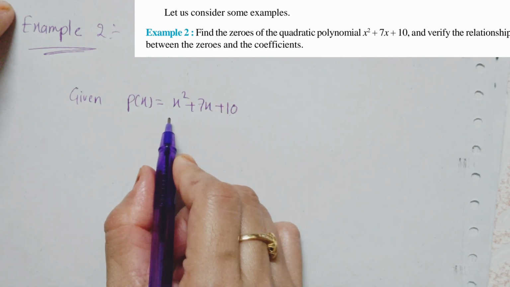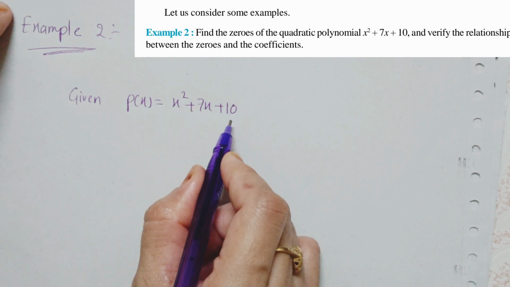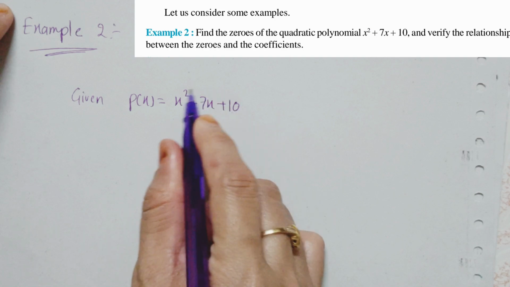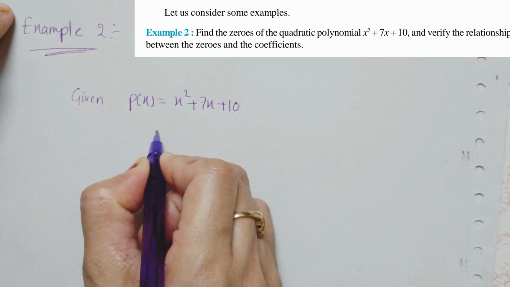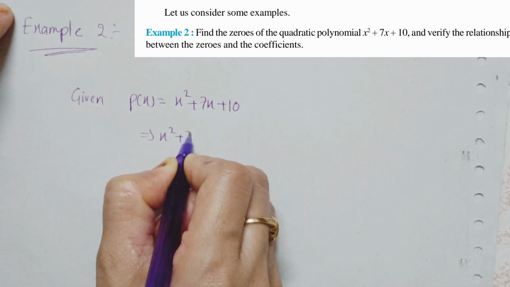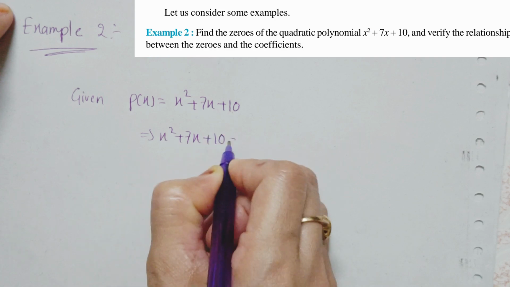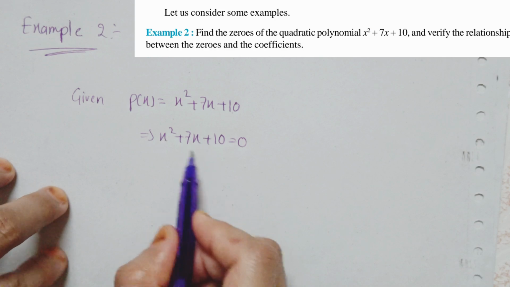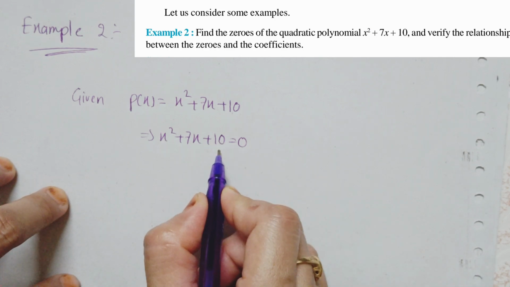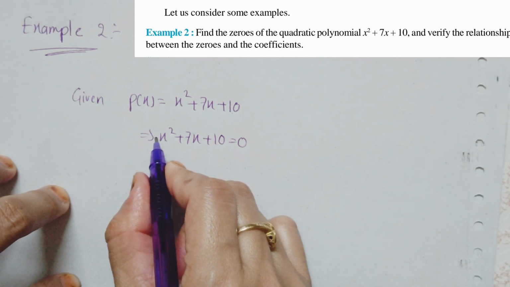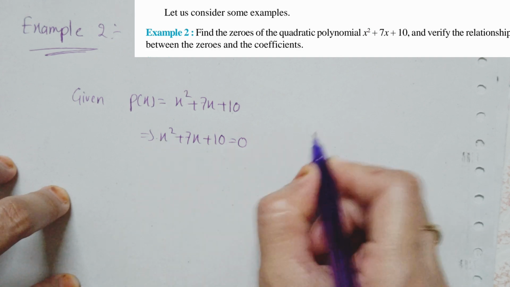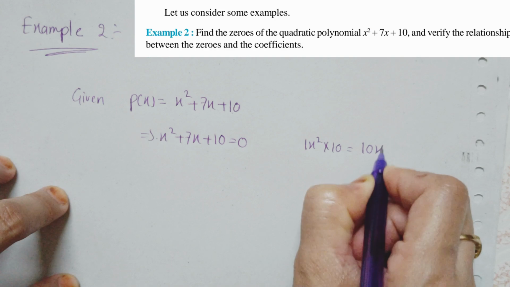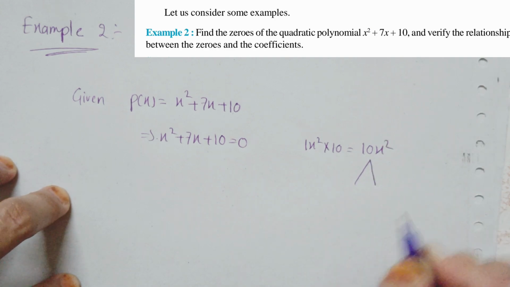Okay, now what we have to do? We have to find out the zeros of this polynomial. To find the zeros, first we have to equate this polynomial to 0. So that implies x square plus 7x plus 10 equal to 0. Here we have to split the middle term and find the factors. Here nothing is there, so 1 x square into 10 equal to 10 x square. Okay, now we have to find out the factors.